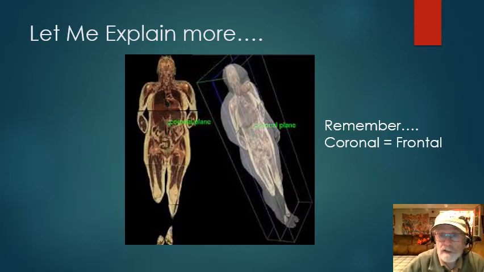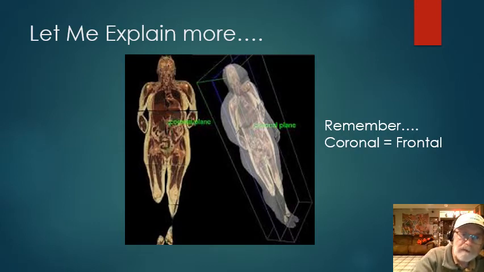Okay, let's look at this. Now this would be a little bit more. This would be a coronal or frontal plane image. If you look right here, you can see the body.